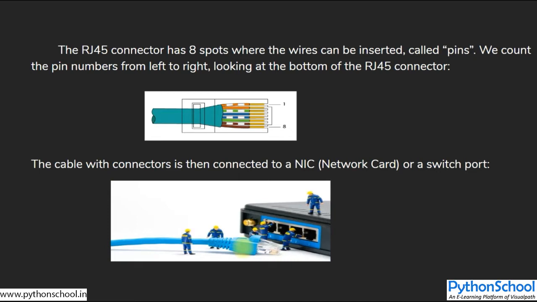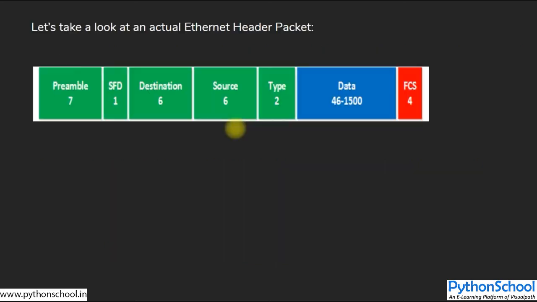If you see this image here, this RJ45 connector actually has 8 pins, that is, 8 ports. So when you insert it, the data will be delivered or transferred by using these 8 ports. Hope you understand what Ethernet is and what the benefits of Ethernet are. Let's move on to how the Ethernet packet header actually looks like.